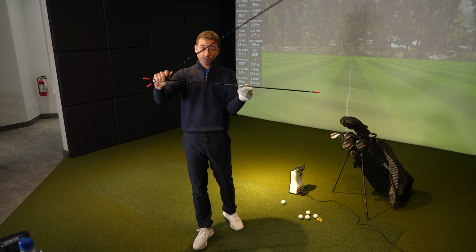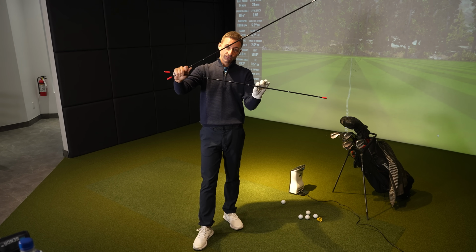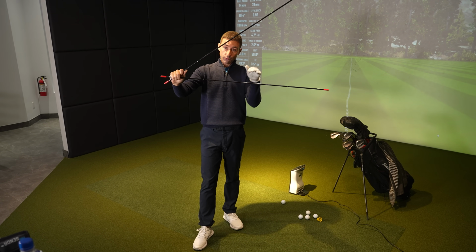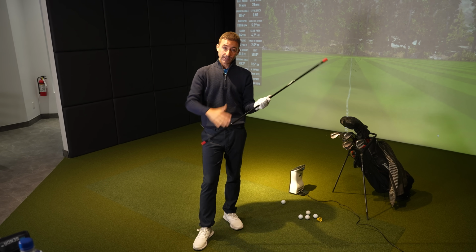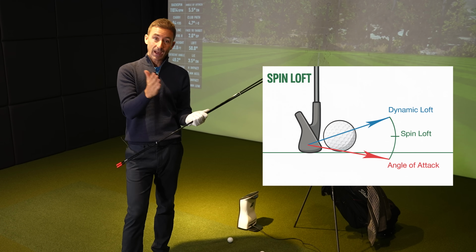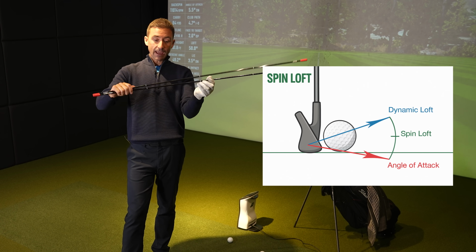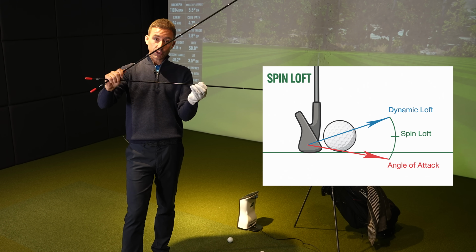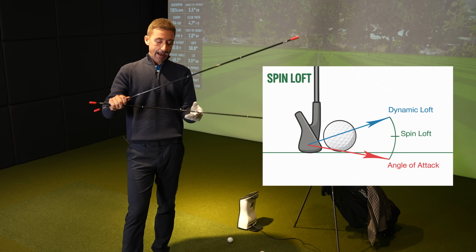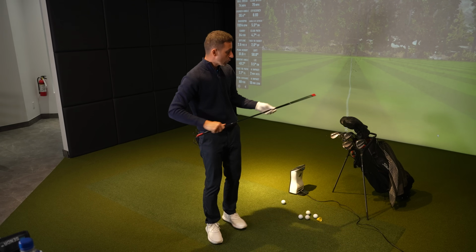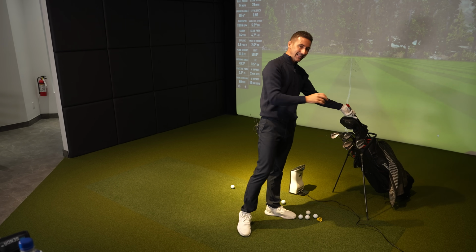So it's the difference between the direction of the golf club relative to the ground, that's what we call angle of attack, and the direction of the loft presented on the club itself. That's what we call dynamic loft. So it's the difference in those two that creates energy, friction, ball speed, and spin. And that's basically what we want you guys to understand.